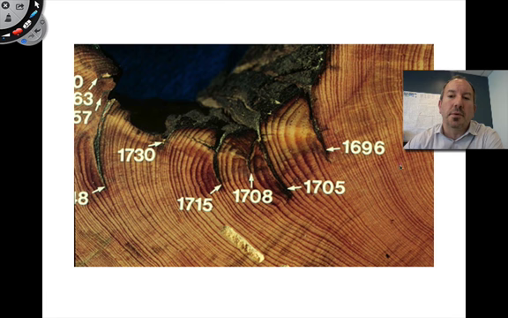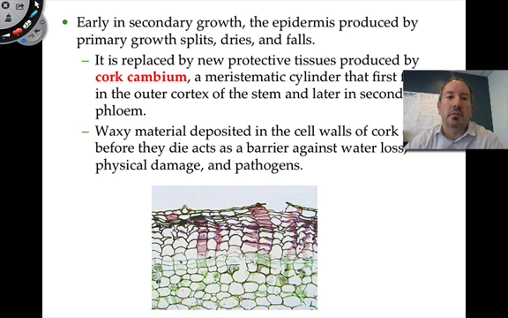Even without a microscope, you could see that these lines represent the years of wood, which are the years of secondary xylem. You now know. And so cork cambium is a meristematic tissue that forms on the outermost part of the tree, and it results in the formation of these cork cells.